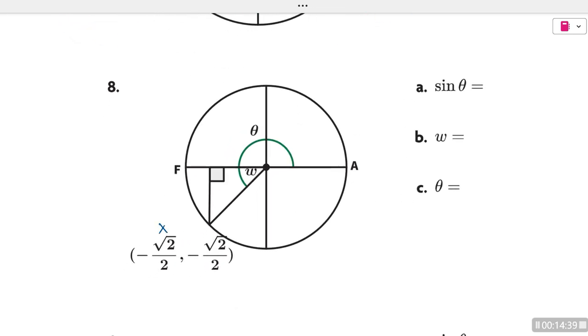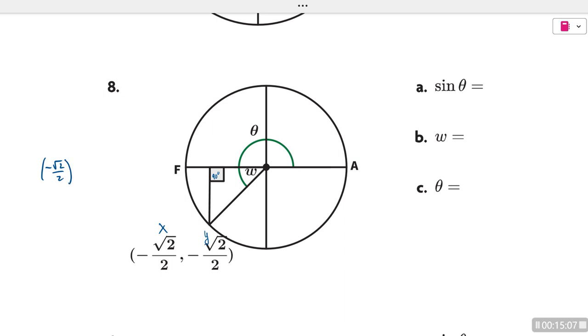So we have x is negative square root 2 over 2, and y is negative square root 2 over 2. So again, we might actually recognize that when those two sides are the same, we have an isosceles triangle, and since it's an isosceles right triangle, we're going to have a 45, 45, 90 triangle here. But even if you don't, you can still do the Pythagorean theorem to find the radius. Let me organize this a little neater.